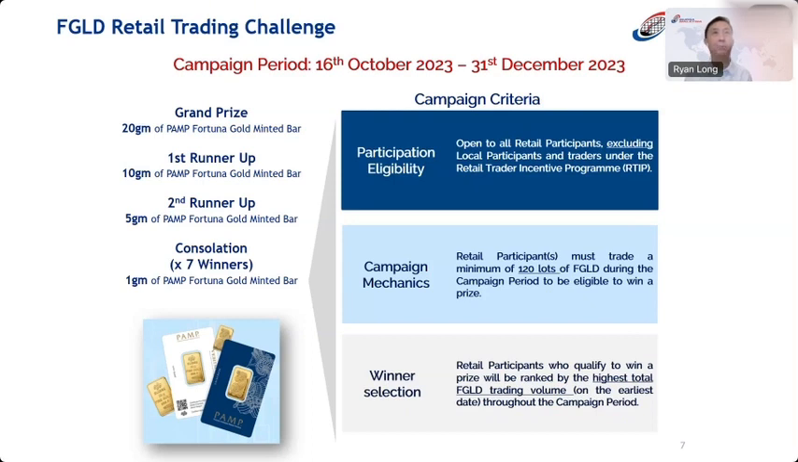The grand prize is a 20 gram gold bar. If you look at the gold value today, per gram is about 300 ringgit. So the 20 gram gold bar is worth around 6,000 ringgit as of today. There are other prizes as well, 10 gram, 5 gram, and 7 consolation prizes of 1 gram each.